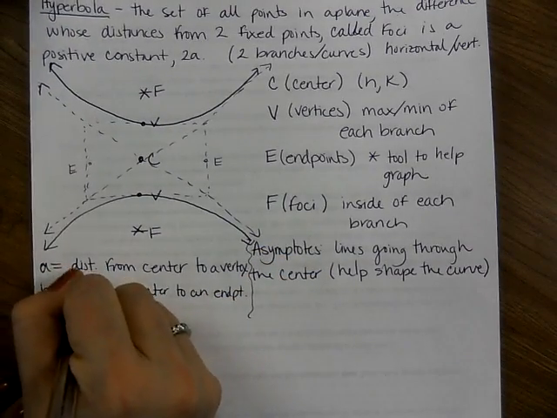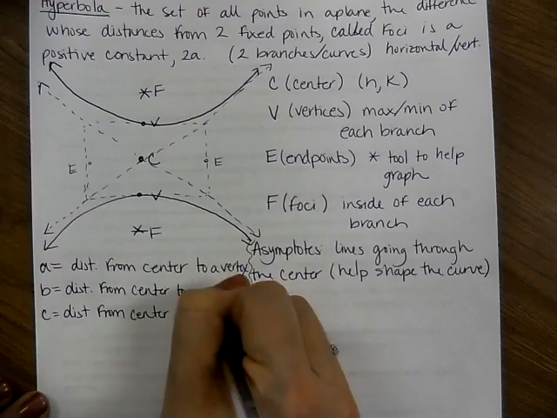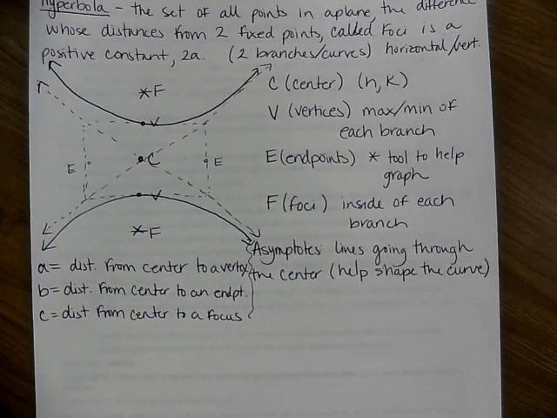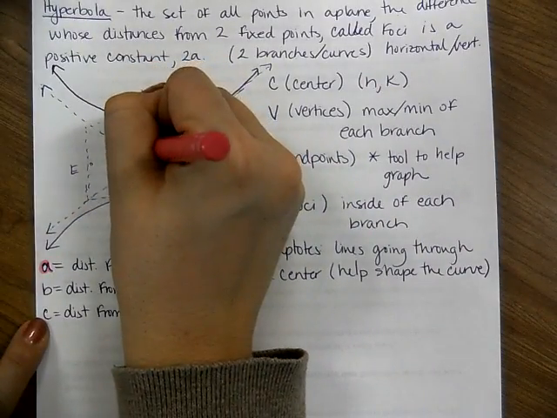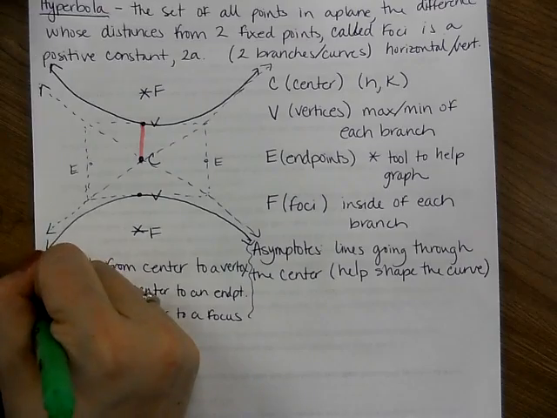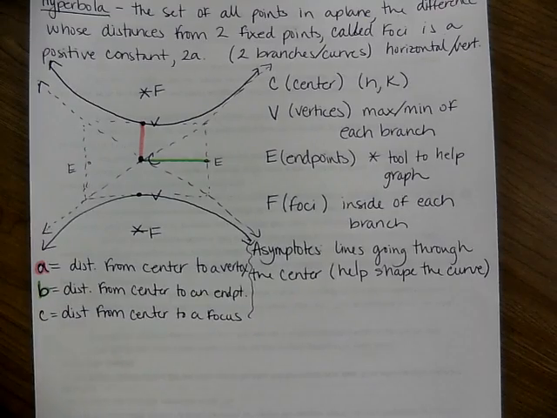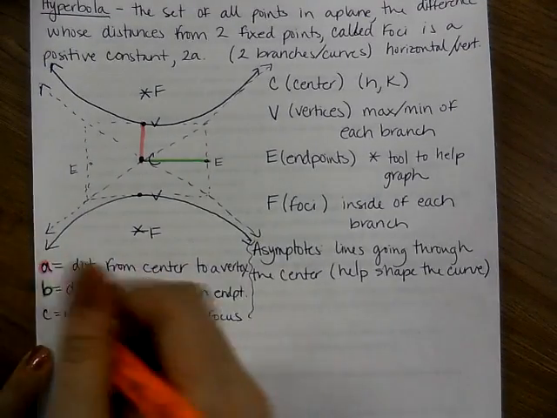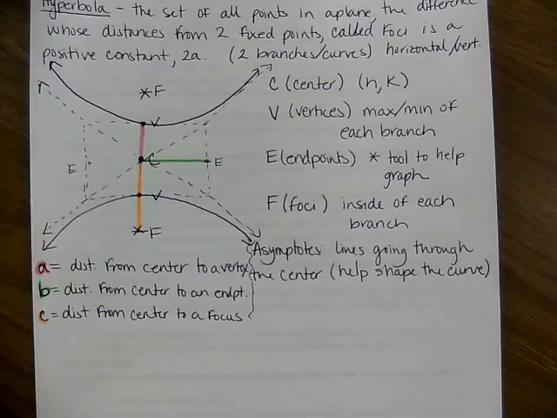C is still the distance from the center to a focus. All of those pieces exist the same way they did in an ellipse. So let's highlight that. A is the distance from the center to a vertex. So this is A. B is the distance from the center to an endpoint, just like it was in an ellipse. And C is the distance from the center to a focus, just like it was in an ellipse as well.